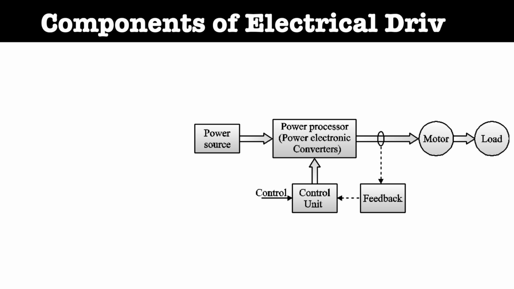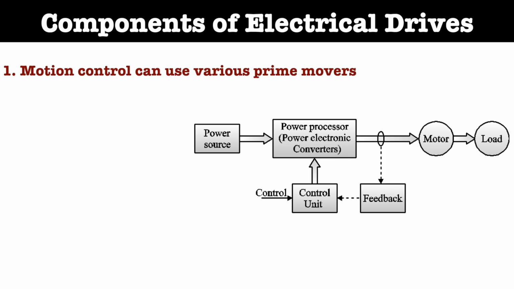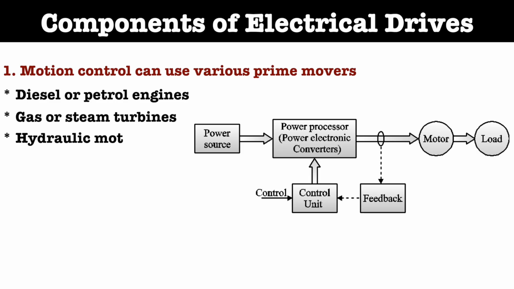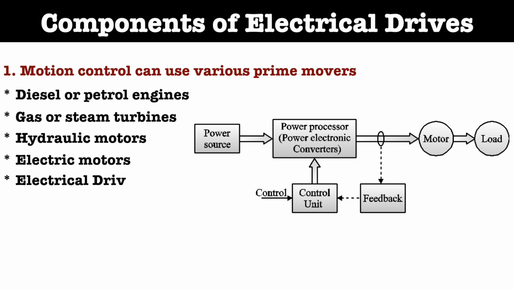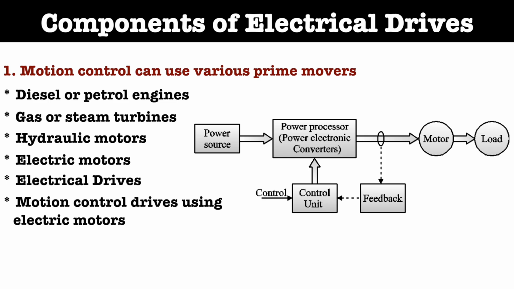So, if we see the components of the electrical drives, you can see from the block diagram that it consists of power source, power processor, motor, load, and a control unit along with the feedback systems. The systems which are employed for motion control are called drives, and prime movers such as diesel or petrol engines, gas or steam turbines, hydraulic motors and electric motors can be used for supplying mechanical energy. For motion control, drives employed with electric motors are known as electrical drives.